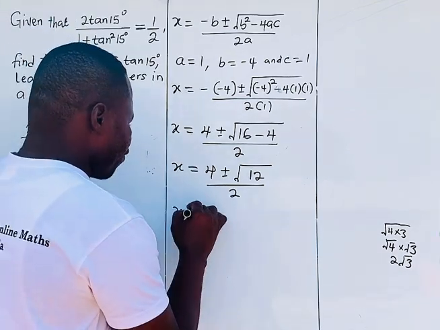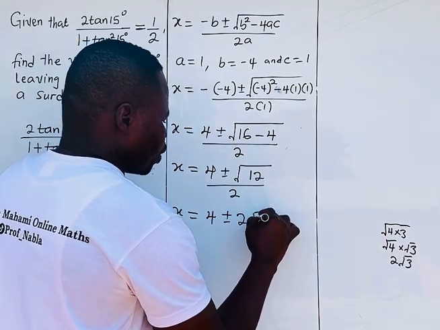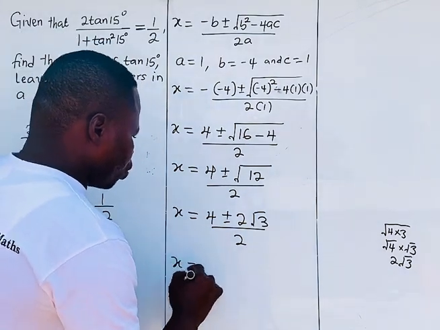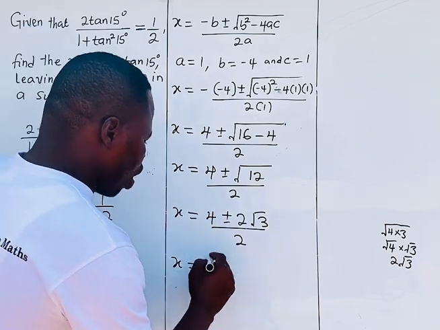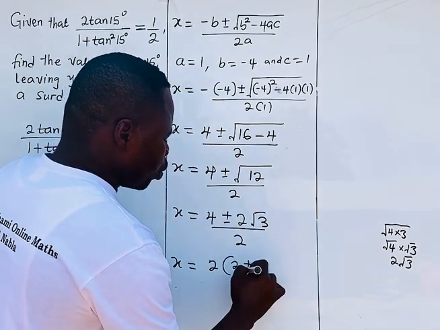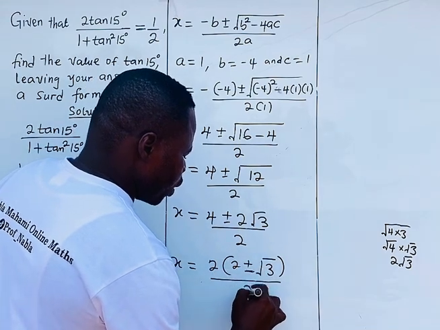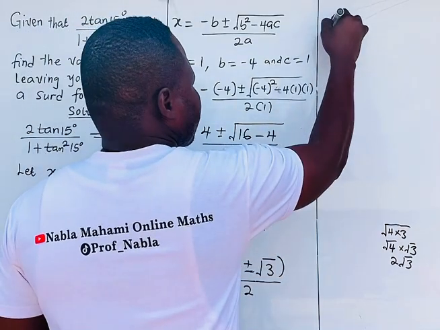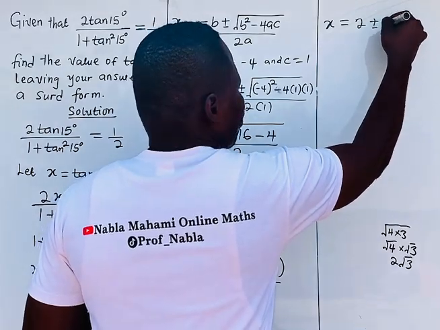So if I continue, I have x equal to 4 plus or minus 2 root 3, all over 2. You can see that 2 is my common factor. I can factorize 2 outside. So I will now have 2 into 2 plus or minus the square root of 3, all over the denominator 2. You can see that these 2 will cancel these 2, and my x will be equal to 2 plus or minus the square root of 3.